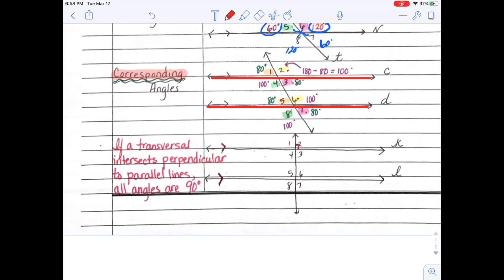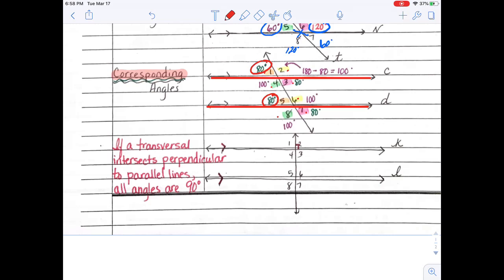3 and 7 are sitting on top of each other, so those are corresponding angles. 1 and 5 are sitting on top of each other, so those are corresponding angles. And 4 and 8 are sitting on top of each other, so those are corresponding angles, which means they have to be the same. The ones that sit on top of each other have to be the same. So again, if I gave you angle 1, and I said angle 1 was 80 degrees, well, the angle it sits on top of is angle 5, which means it's 80 degrees.